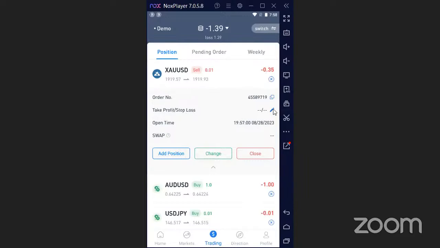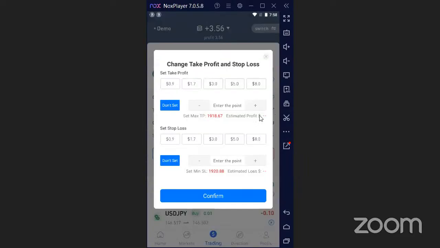I am guessing you have the screenshot. So now what do you want to do? You want to enter the numbers here. If you have the screenshot, you remember our TP. You see, it says set stop loss, and here it says set take profit. You can actually do this manually. You can decide to enter it from here.